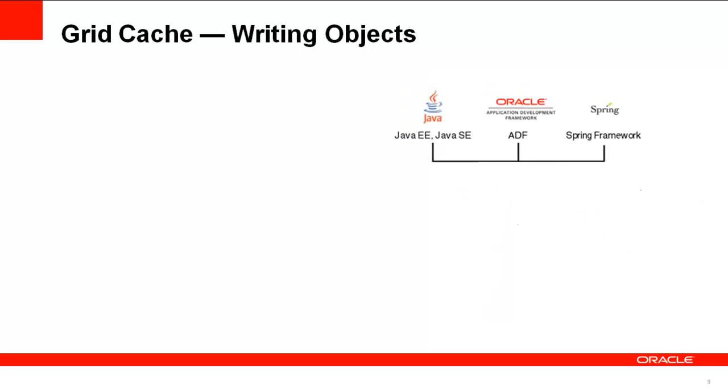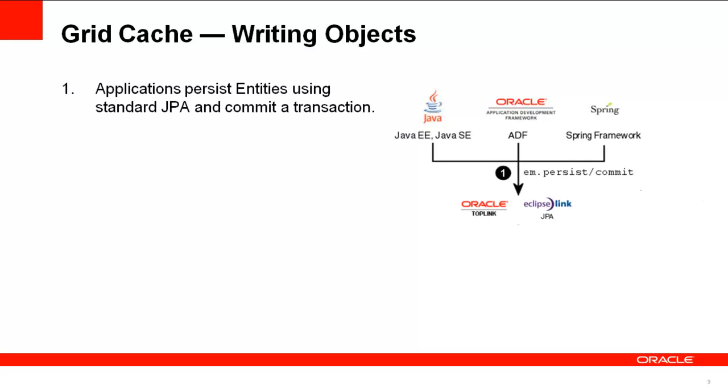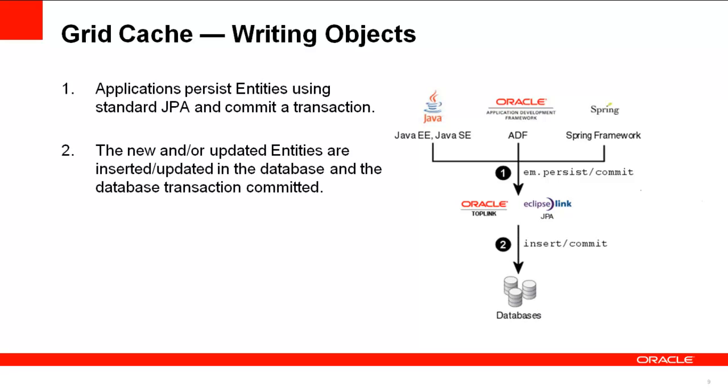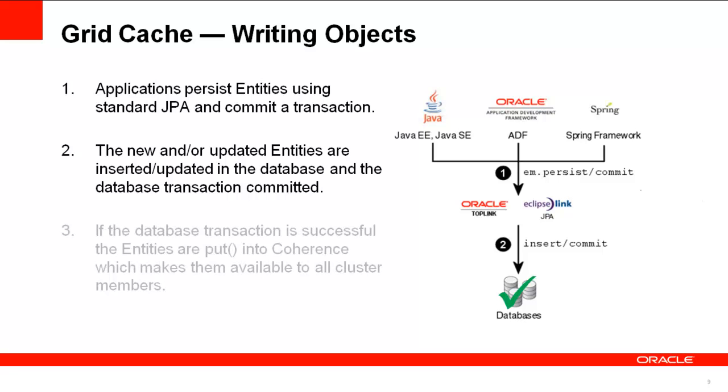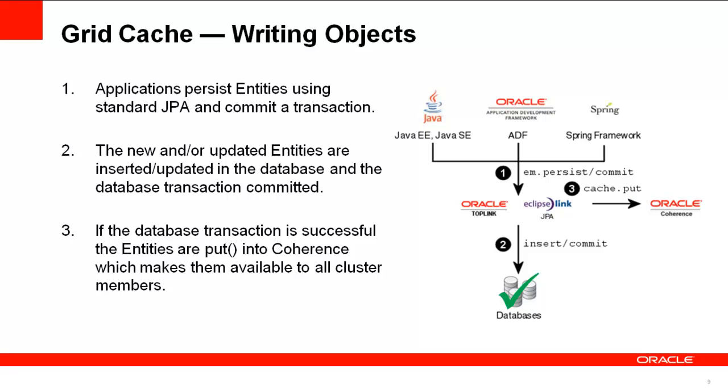With the Grid Cache strategy, entities are written directly to the database. First, an application will persist an entity using standard JPA. The new or updated entities are inserted or updated in the database, and the transaction is committed. Once the transaction is committed successfully, the entity is then put into the Coherence cache.